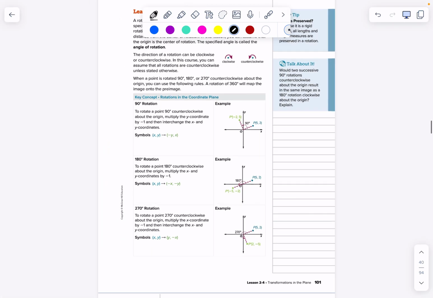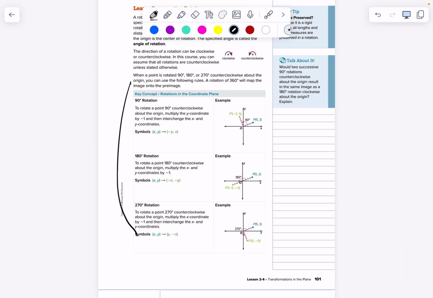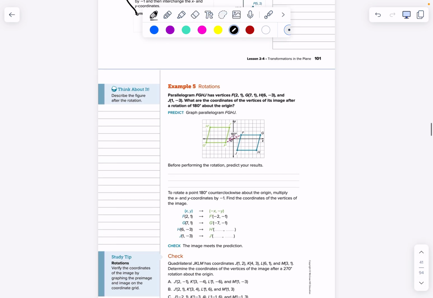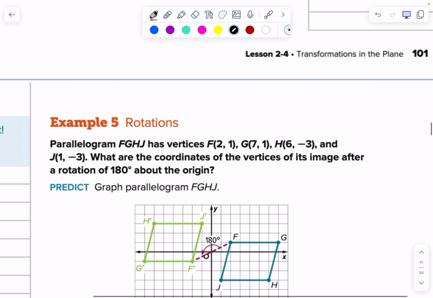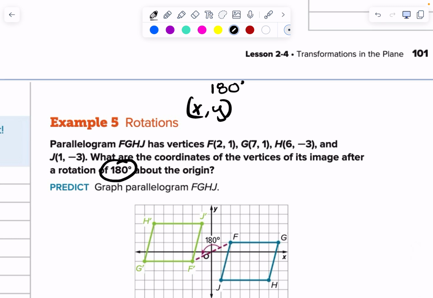Rotations. Here are all the rules for rotations. We wrote them down on that first page. I'm saving a bunch of pages. Here we go. 180 degrees about the origin. Let's write down the rule for 180. 180 takes x, y. And what does it do? They both stay in the same spot, but they become negative, right? Because 180 is like reflecting x and reflecting y at the same time.